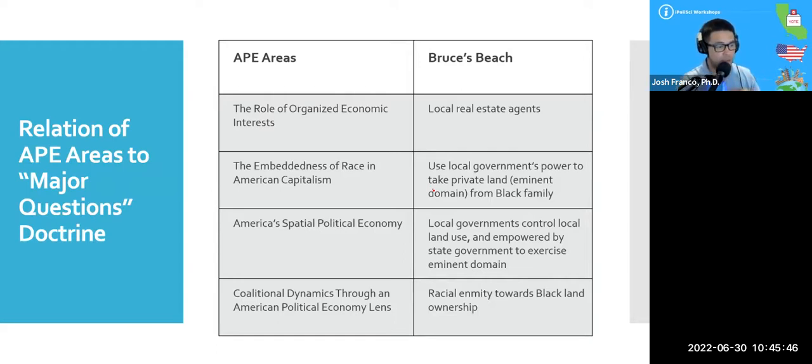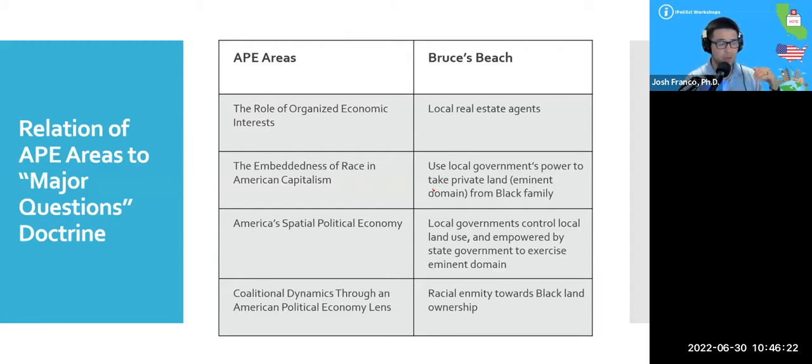Lastly, on the coalitional dynamics through an American political economy lens, it's clear that racial enmity towards Black land ownership was a driving factor. And when we think about these coalitional dynamics, you might say, okay, it was a handful of people, maybe a large group of people in Manhattan Beach that are motivating this. But I just want to point out that this wasn't the only example. This isn't an isolated incident that just happened in this one place in California in the 1920s, but this was something that was happening all over the United States, unfortunately and tragically.